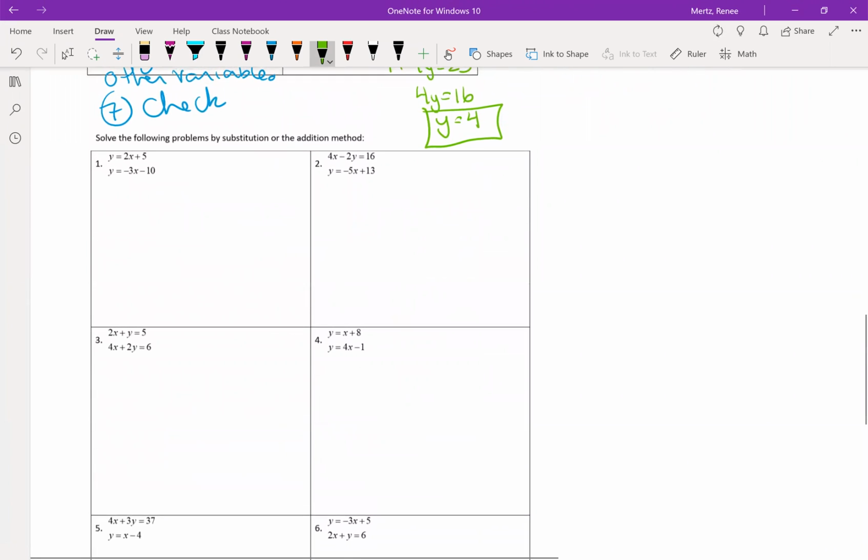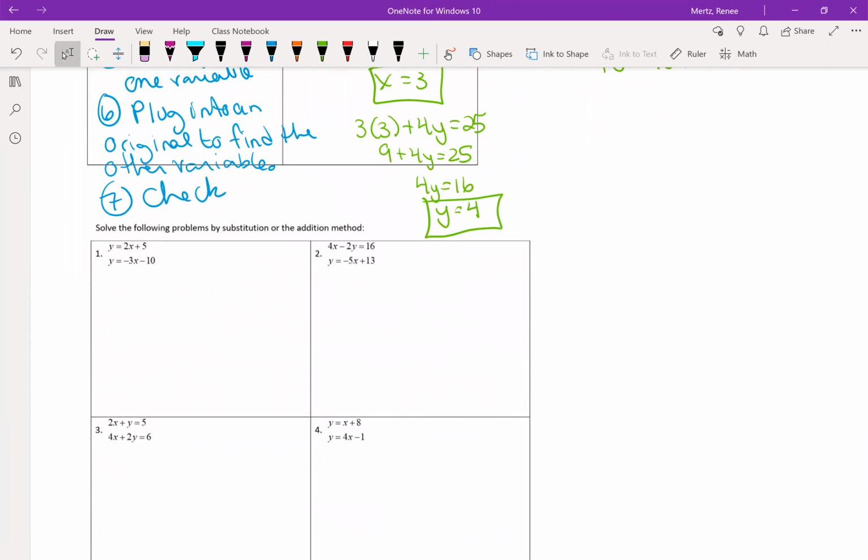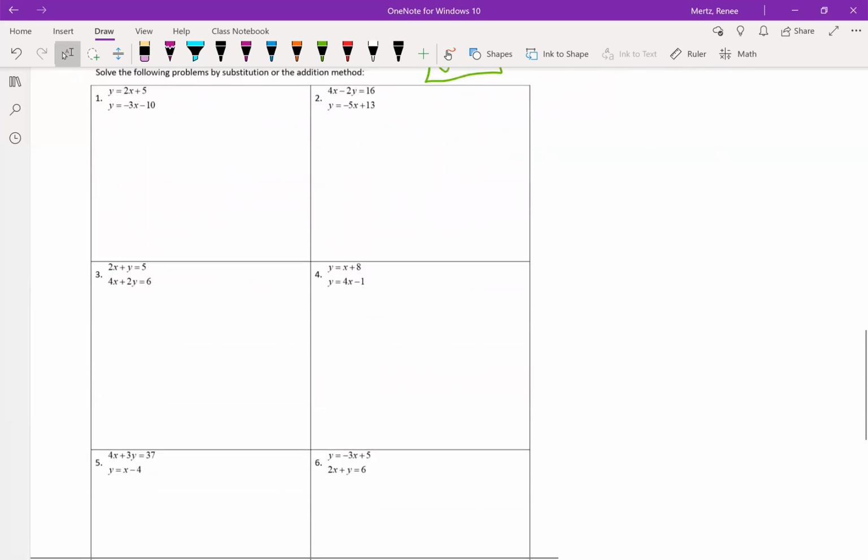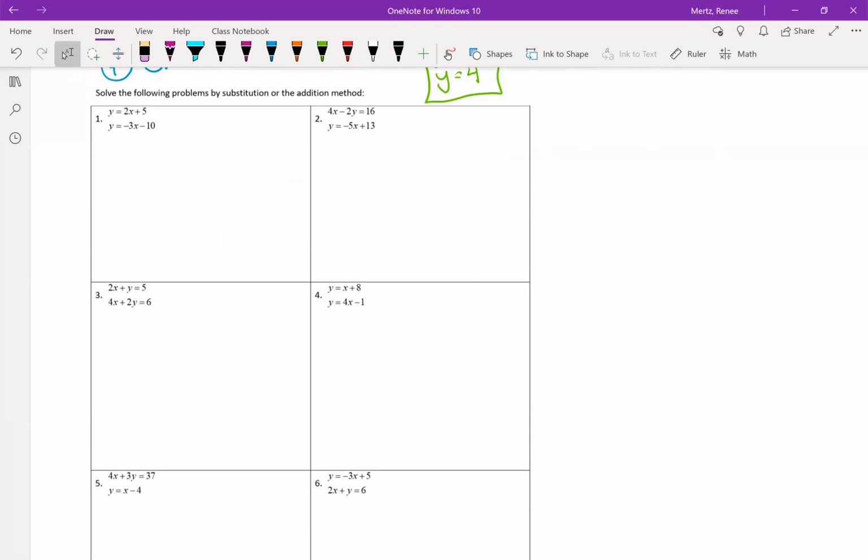All right. There's 6 of them for you to try here. Some of them lend themselves nicer to substitution, where some of them lend themselves nicer to the addition method. Number 1 is actually one of the more tricky ones. So I would do substitution, and I would plug it in for the y. So I'm going to replace this y with 2x plus 5. The method I'm choosing is substitution.